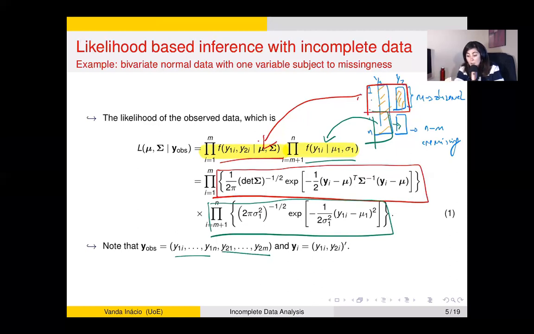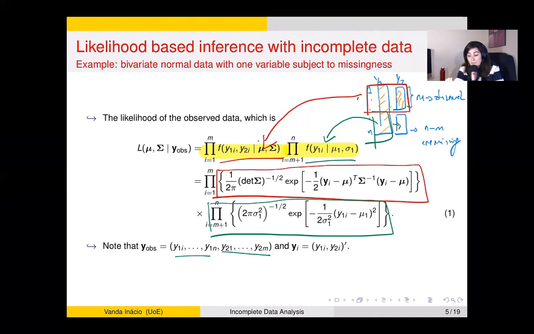And these likelihoods, okay, now this is the likelihood of my observed data. If I want to estimate my parameters, or to obtain maximum likelihood estimates of my mean vector and of my covariance matrix, I just need to maximize this likelihood.